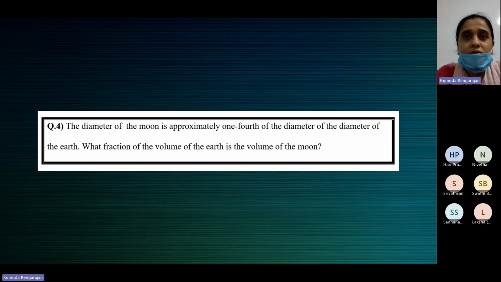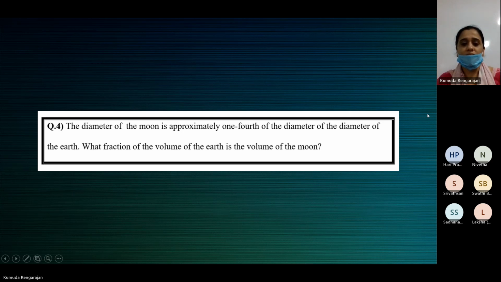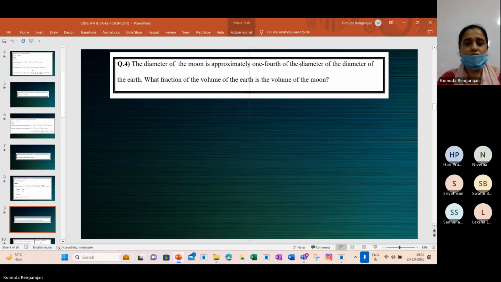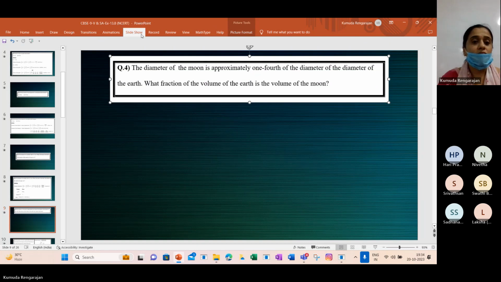The diameter of the moon is approximately 1/4 of the diameter of the Earth. Now, we know that the Earth is not a perfect sphere. Is the Earth a perfect sphere? Then what is the shape of the Earth? What's the shape of the Earth?